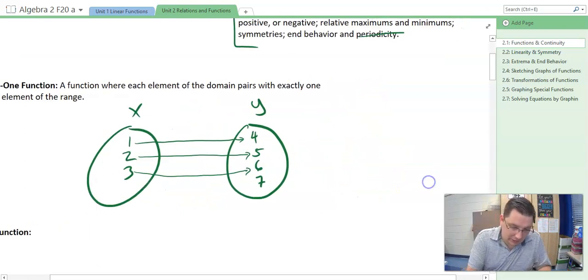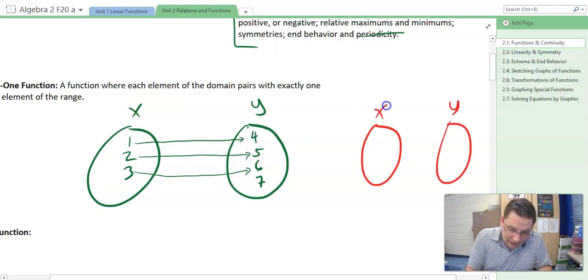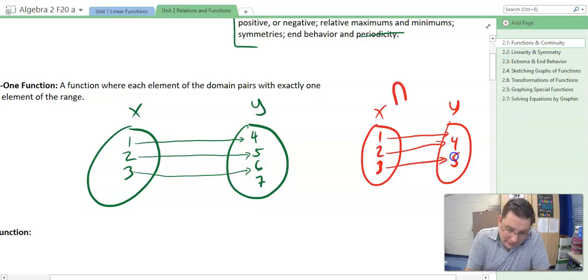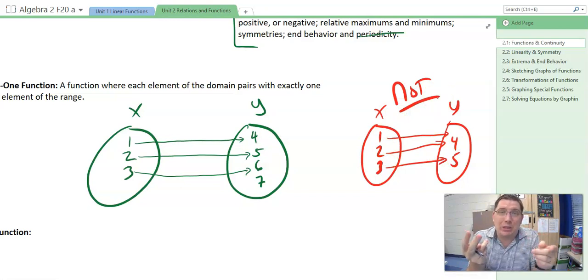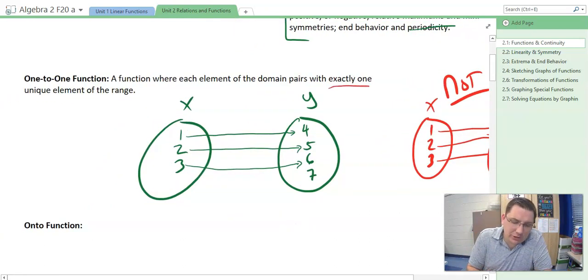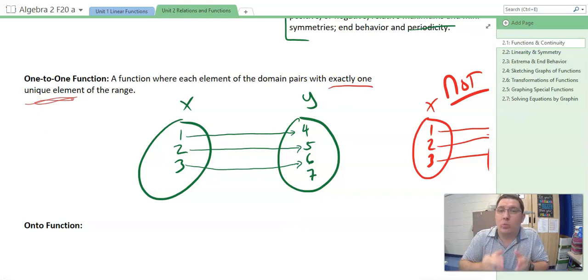Now, let me show you an example of one that would not be one-to-one. So I have my x and I have my y, 1, 2, 3, 4, and 5, and I have my 1 go to 4, my 2 go to 4, and my 3 go to 5. And so this would not be one-to-one because I have two elements of the domain going to the same element of the range. And again, if you look at the definition, it is exactly one unique element for each element of the domain. They've got to be different. They can't go to the same y value.